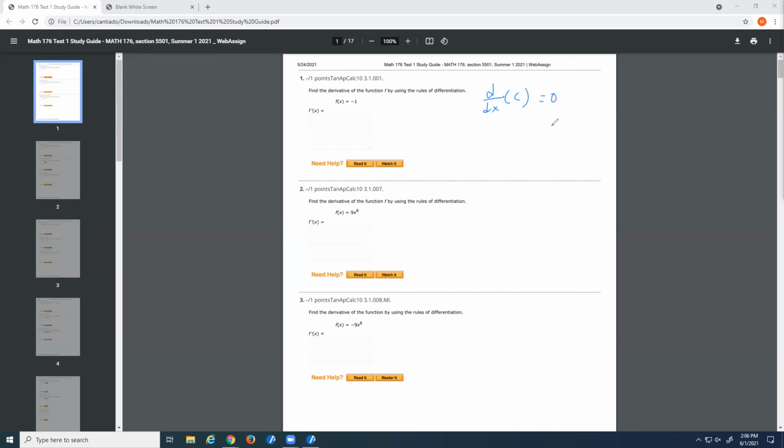The reason is because when you take the derivative, it's basically just the slope. Think about the graph of a constant function, say y equals 3. We'll just have a function that looks like this. You can see that this is completely horizontal, meaning that the slope is going to be 0. So that's why this is going to be 0. That's just something good to keep in mind. It'll come up again throughout this review sheet.